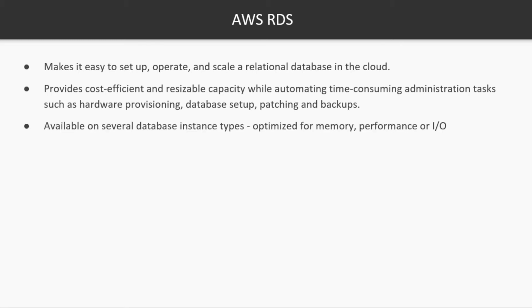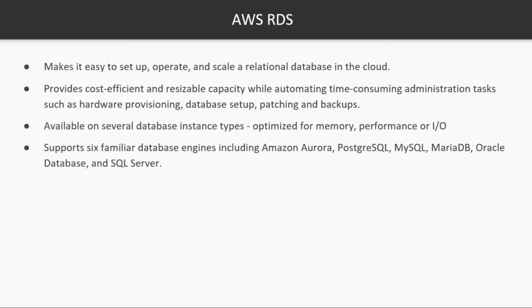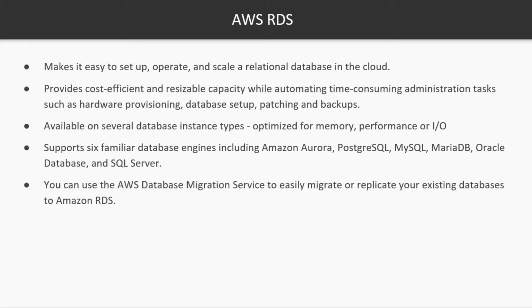Amazon RDS is available on several database instance types, optimized for memory, performance, or I/O, and provides you with 6 familiar database engines to choose from, including Amazon Aurora, PostgreSQL, MySQL, MariaDB, Oracle Database, and SQL Server. You can use the AWS Database Migration Service to easily migrate or replicate your existing databases to Amazon RDS.